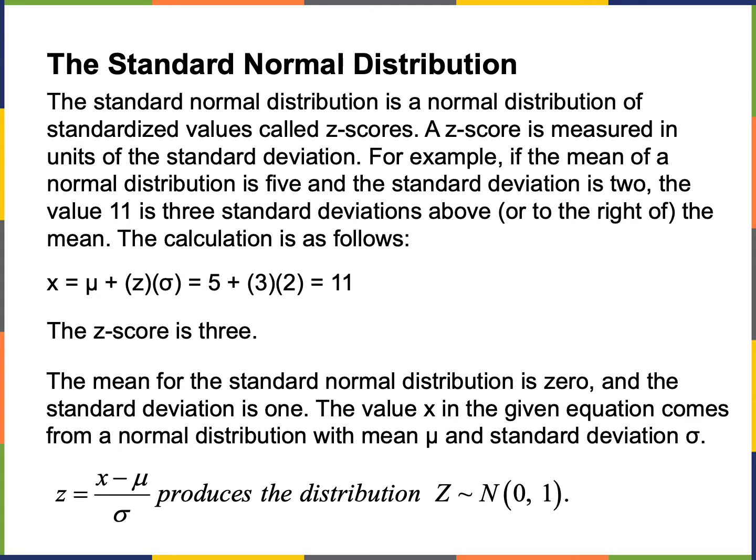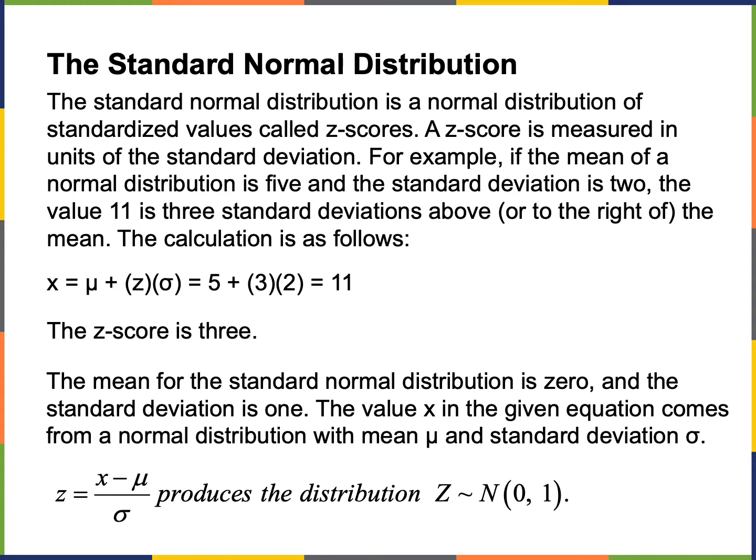Remember that the z-score is the number of standard deviations a value is away from the mean, okay? So think of a z-score as a way of saying, okay, this value is 3 standard deviations to the right of the mean. This value is -3. It's 3 standard deviations to the left.